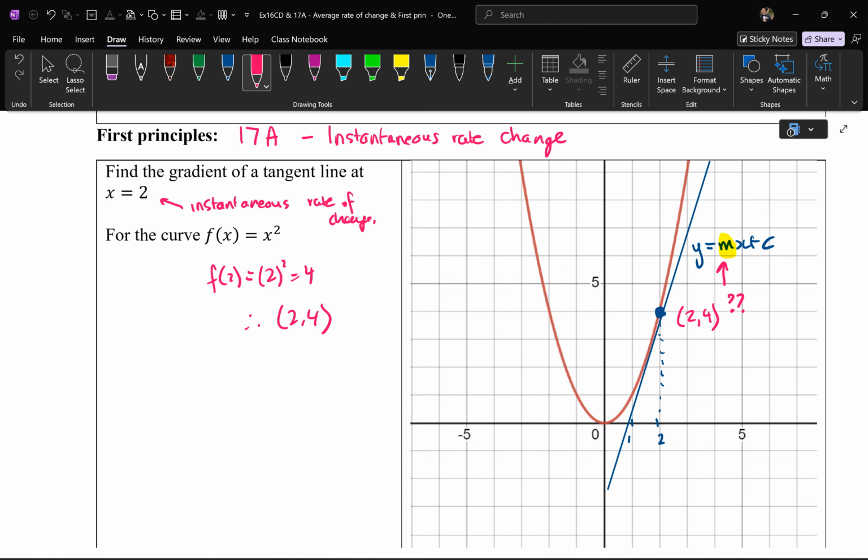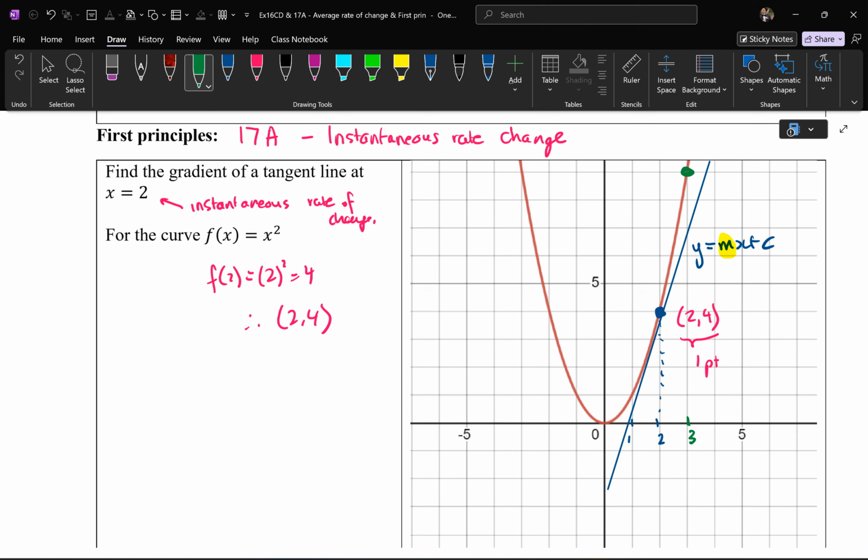So I only got 1 point so far. They've only given us 1. What's the problem with finding the gradient? I need 2 points. So what they say is, all right, well, let's do a hypothetical. Let's pick a second random point. Let's pick this point up here. I chose that one specifically because it aligns with the next number, which is 3.